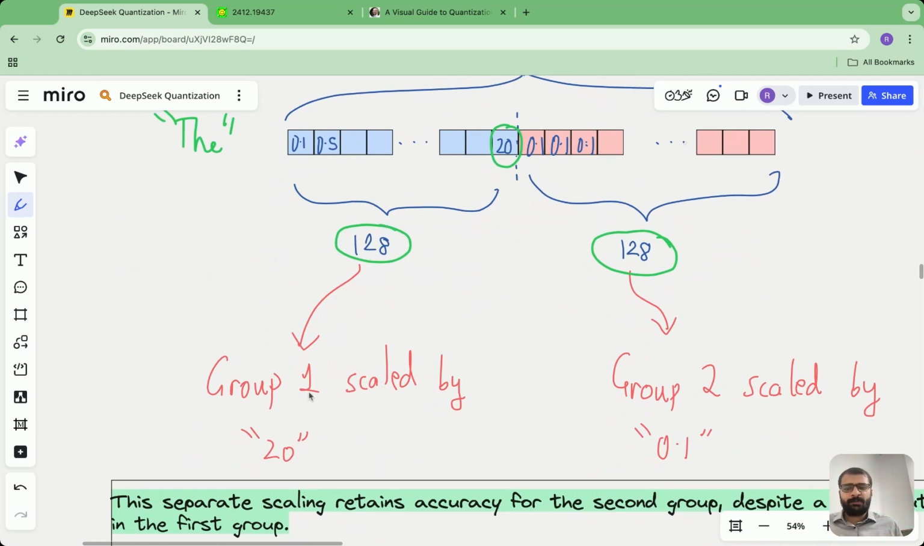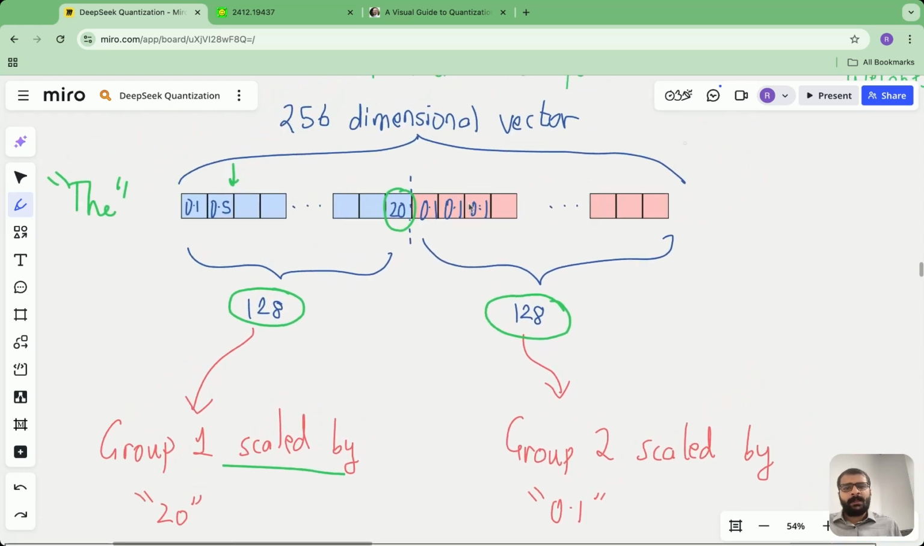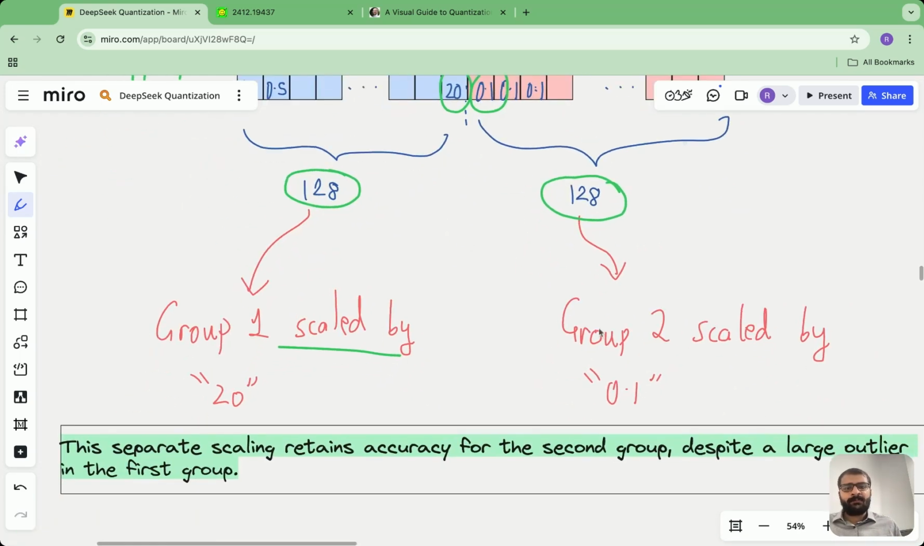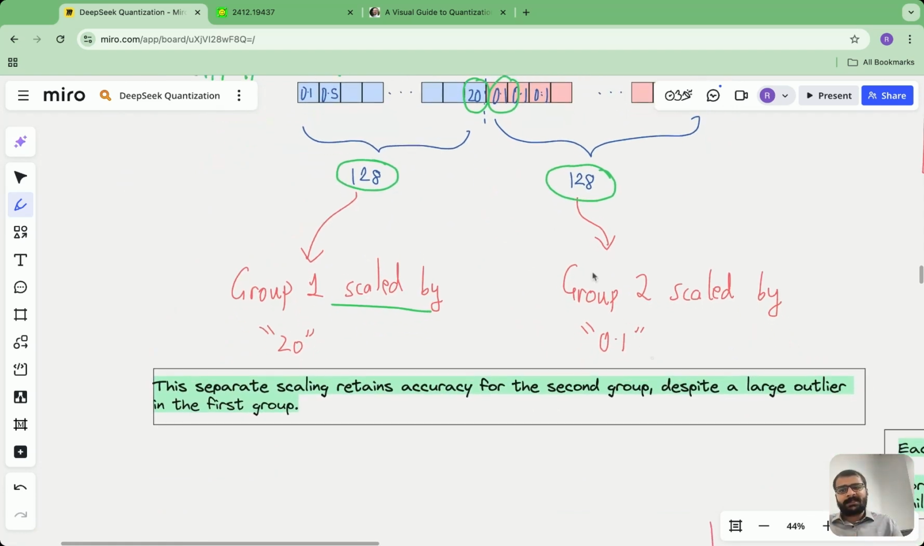So this first chunk, or this first group, is scaled by the maximum value only in that group. In this group, the maximum value is 20, right? So the first group will be scaled by 20, and the second group is scaled by the maximum value only in that group. If you look at the second group now, the maximum value is 0.1. So the second group is scaled by 0.1. So we have separate scaling factors. That's the most important thing to understand.